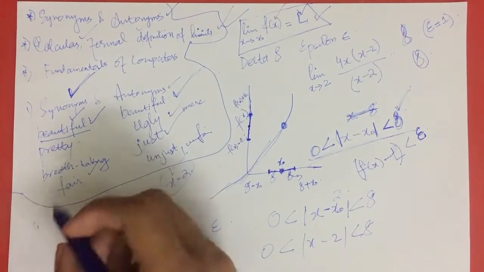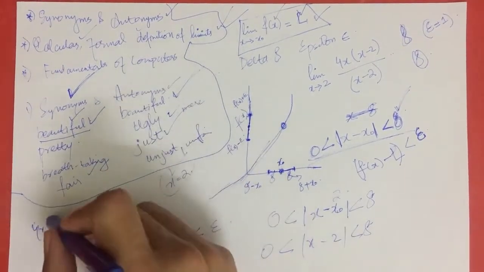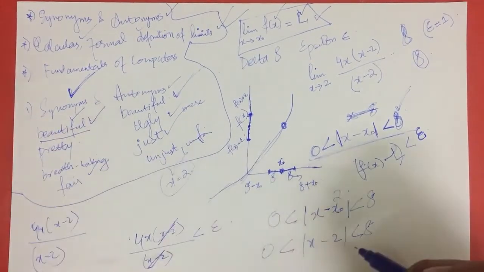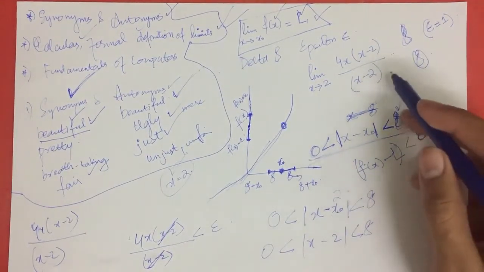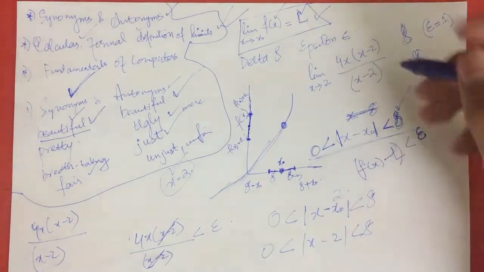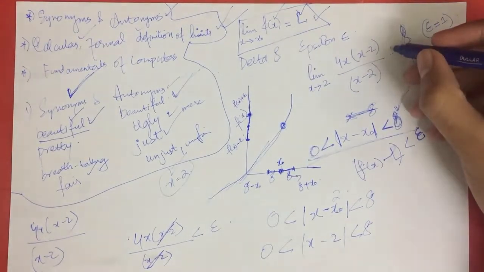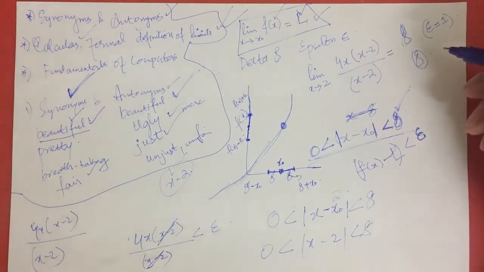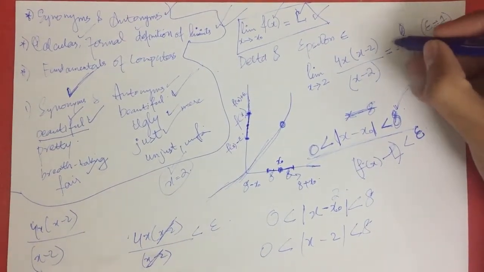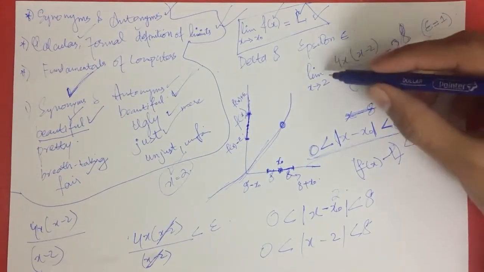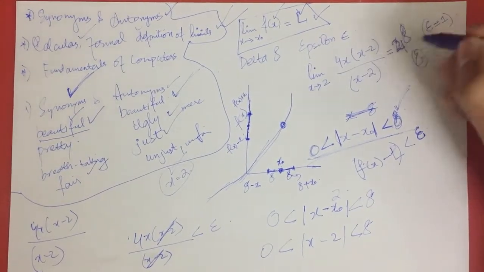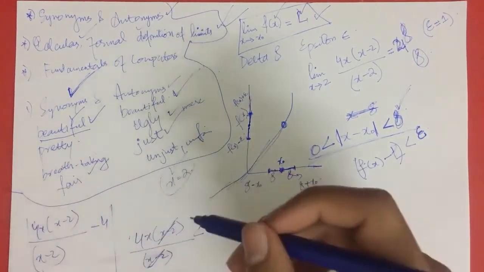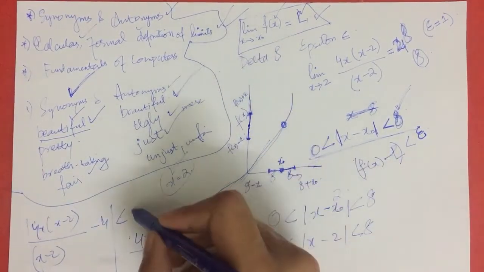No, it's going to be like this: 4x minus 2 divided by x minus 2, and then you have minus L. So for example, the limit of this function is 2. For example, let's say at 2, or let's say 4. So you have minus 4 whole absolute is less than e.